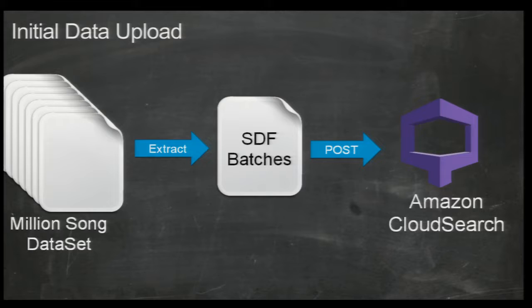And looking at it schematically, we have our Million Song Dataset, all of our songs. We're going to create SDF. Now, SDF itself is a batch format. So we'll be able to put together multiple search documents into a single batch for upload. And we'll post those to CloudSearch.